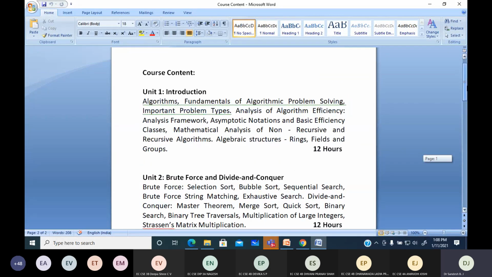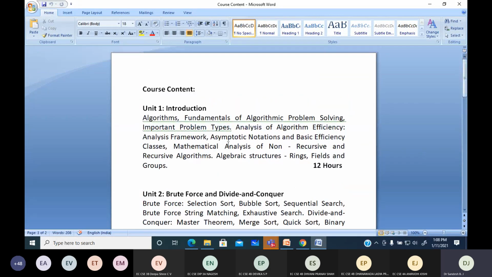So in the next class, we will see in detail what the contents of this course are, and we will move on from there to come up with a framework for algorithm efficiency.